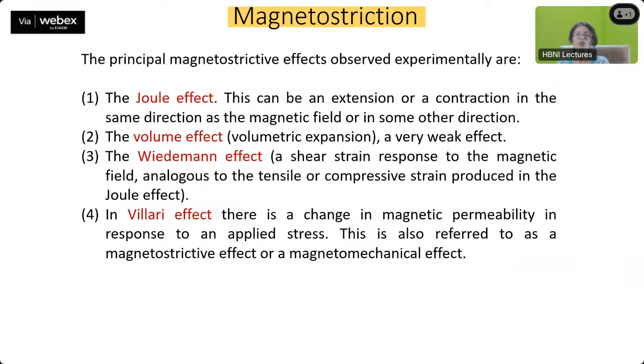The principal magnetostrictive effects which are observed experimentally are, first, the Joule effect. This can be an extension or a contraction in the same direction as the magnetic field or in some other direction. Then you have the volume effect, a volumetric expansion, which is a very weak effect. Then you have the Wiedemann effect, which is a shear strain response to the magnetic field, analogous to the tensile or compressive strain produced in the Joule effect. And then you have something very important, which is known as the Villari effect. This is a change in the magnetic permeability in response to an applied stress. This is also referred to as the magnetomechanical effect.